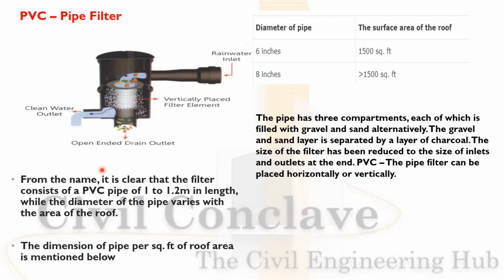The dimension of the pipe per square foot area is mentioned below. For 1500 square feet, you require 6 inches. Greater than 1500 square feet, you require 8 inches. The pipe has 3 compartments, each of them filled with gravel and sand alternately. The gravel and sand layers are separated by a layer of charcoal. The size of the filter has been reduced to the size of the inlets and outlets at the end. PVC can be placed horizontally or vertically.